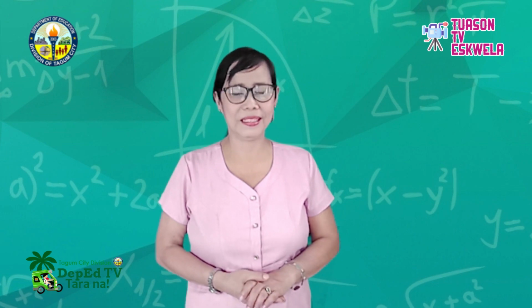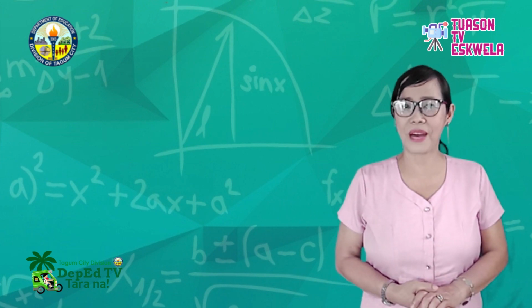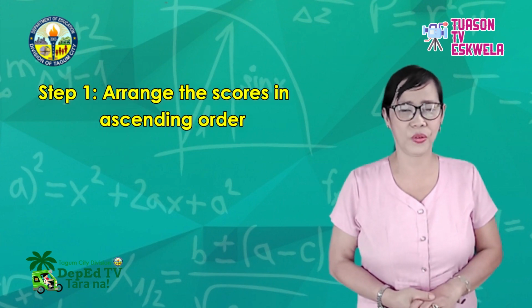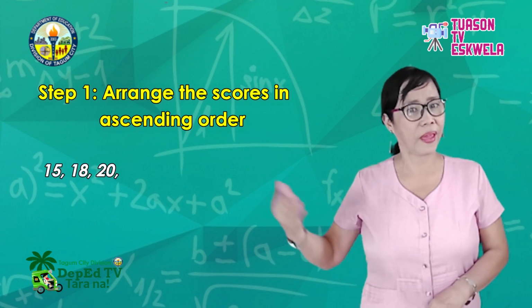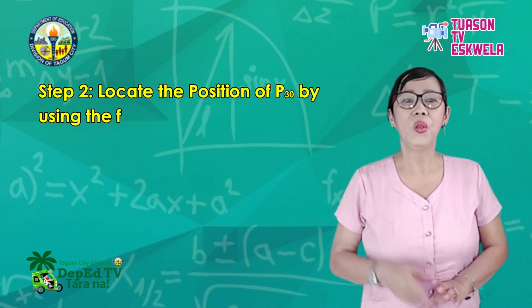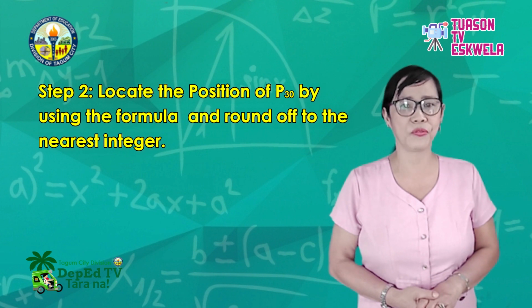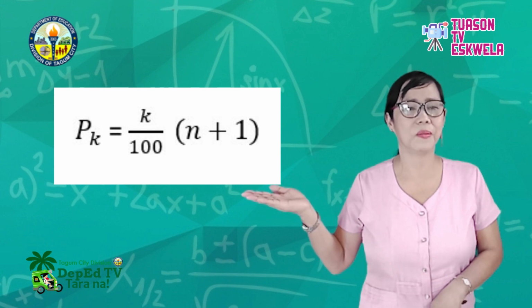Let us have model number 1. Find the 30th percentile or P sub 30 of the following test scores of a random sample of 10 students. To find the solution, we have the following steps to be followed. Step 1. Arrange the scores in ascending order, from lowest to highest. So therefore, it is arranged. Step 2. Locate the position of P sub 30 by using the formula and round off to the nearest integer. This is the formula of the percentile.